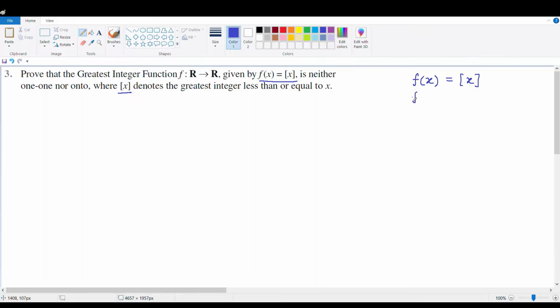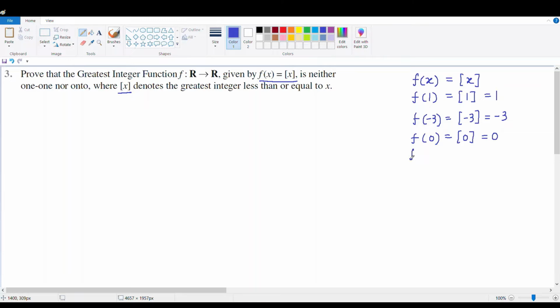So if I plug in 1 in here, the greatest integer of 1 is 1. If I plug in negative 3, then the greatest integer of negative 3 is going to be negative 3. If I plug in 0, it is going to be 0 because it is an integer, so it is going to be equal to that integer. So the answer is going to be 0.